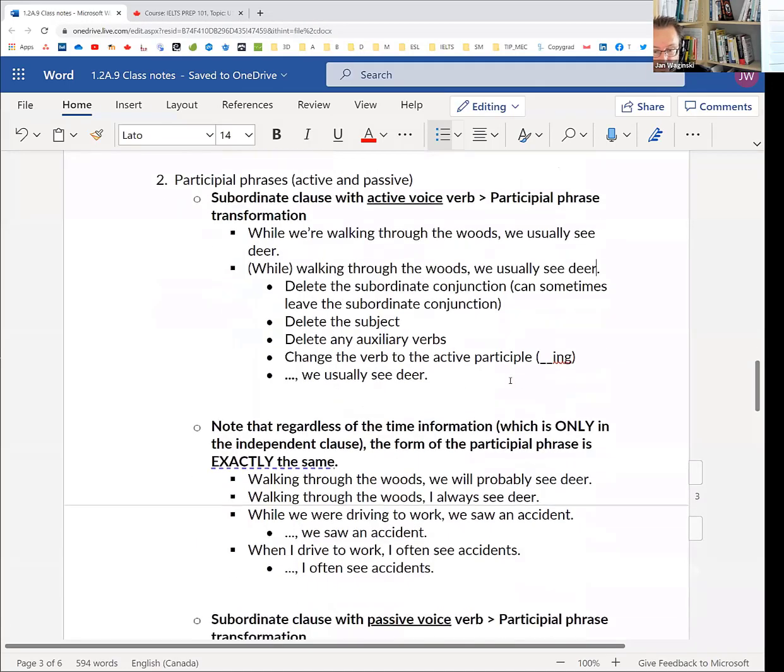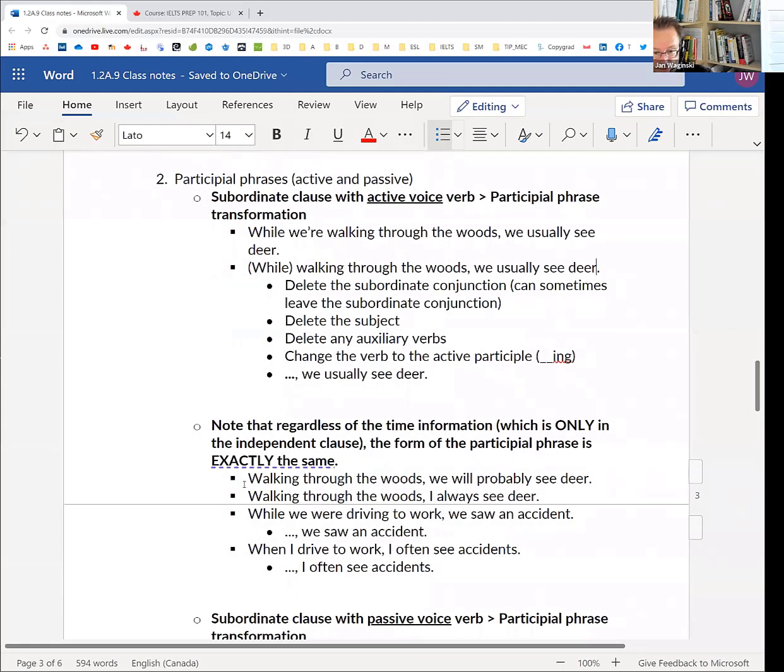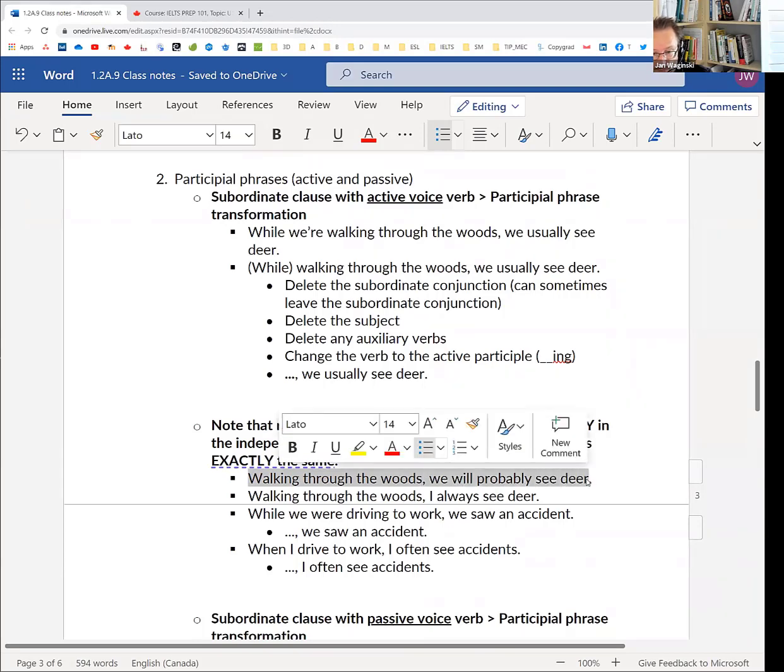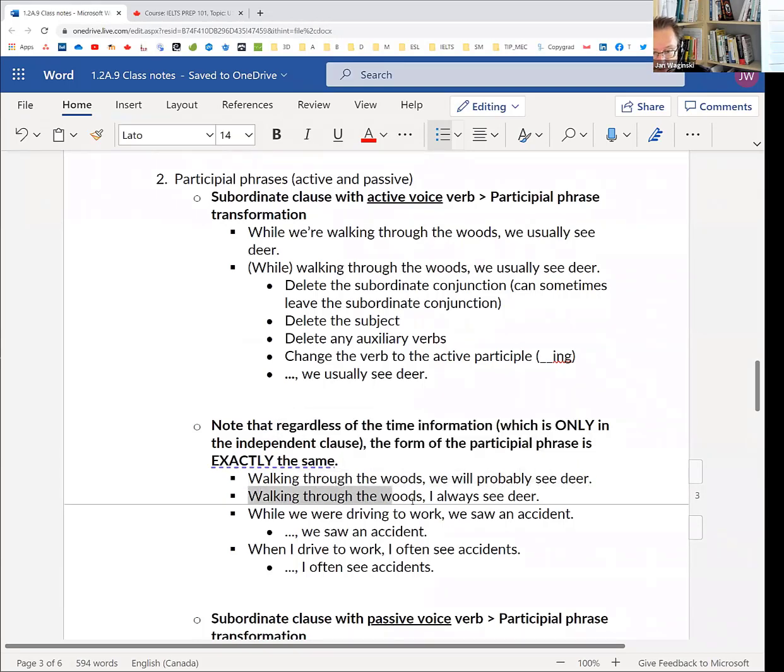Okay, so here's a couple other example sentences. Walking through the woods, we will probably see deer. This is future. Walking through the woods, I always see deer, present simple. Okay, note that this will not change regardless of the time information.